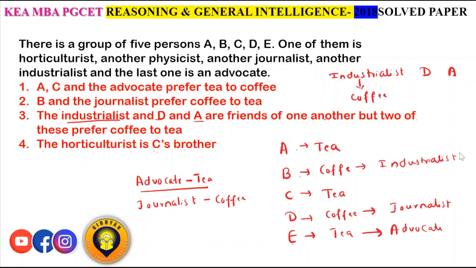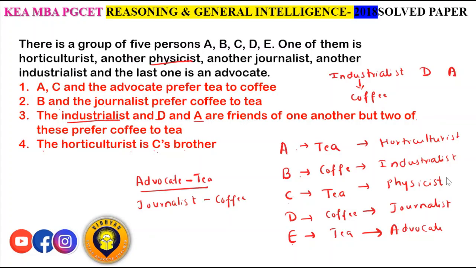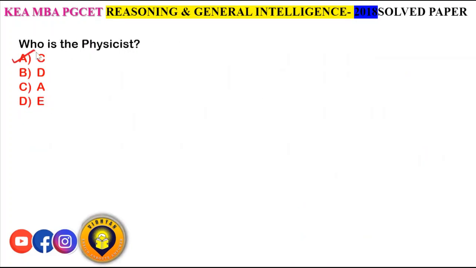B is an industrialist. The horticulturist is C's brother. Now who is left? A and C. C is not a horticulturist, therefore A is the horticulturist. So if A is the horticulturist, then who will be C? Which is left? Physicist. So C is the physicist. Now the question is, who is the physicist? C is the physicist. So that is option A.